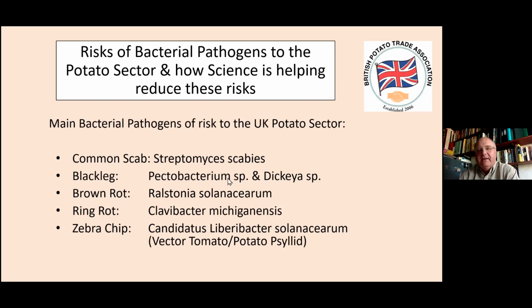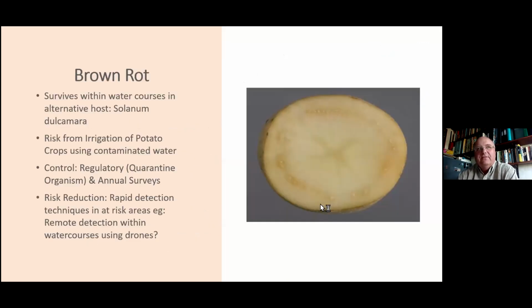Common scab and blackleg are the 2 major ones in this country that we've effectively learnt to live with. The following 3, brown rot, ring rot and zebra chip, are present to varying extents around the world, some in greater presence than others, but so far we've managed to pretty much effectively keep them out of the UK, and interestingly those 3 are all classified as quarantine organisms.